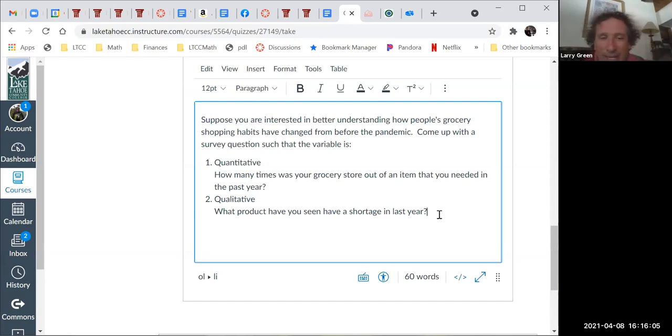So that's what I'll be looking at. I'll be saying, did you ask a question? And was the answer to that question, for the quantitative one, a number? And for a qualitative one, what would the answer be in words?